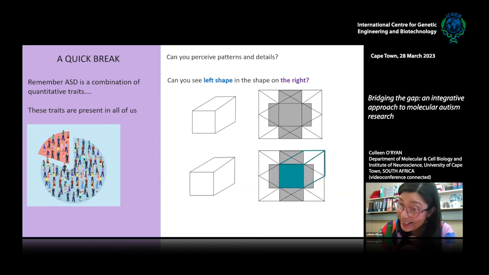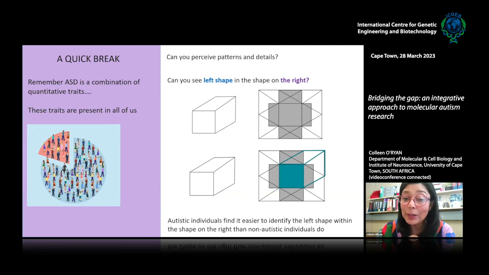And some of you didn't see it as quickly. Autistic individuals generally find it easier to identify that shape. But just because you can identify that shape more quickly than the person in the room next to you does not make you autistic. This is a challenge we are working with, trying to get what's called a clean phenotype to do case control studies. And this has been the challenge for everybody in the field.